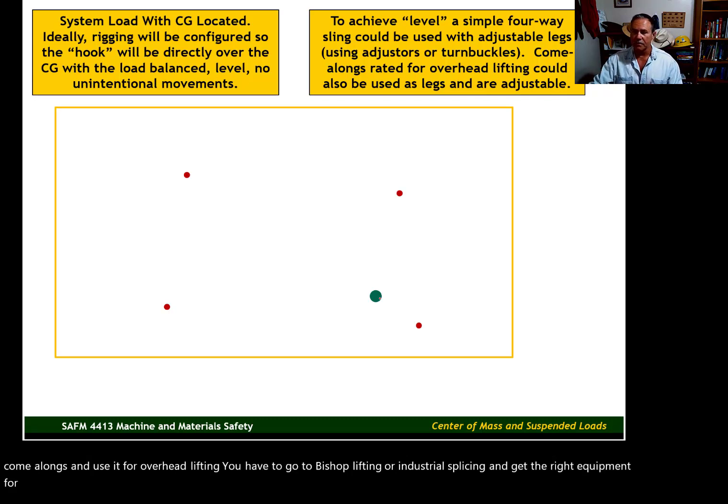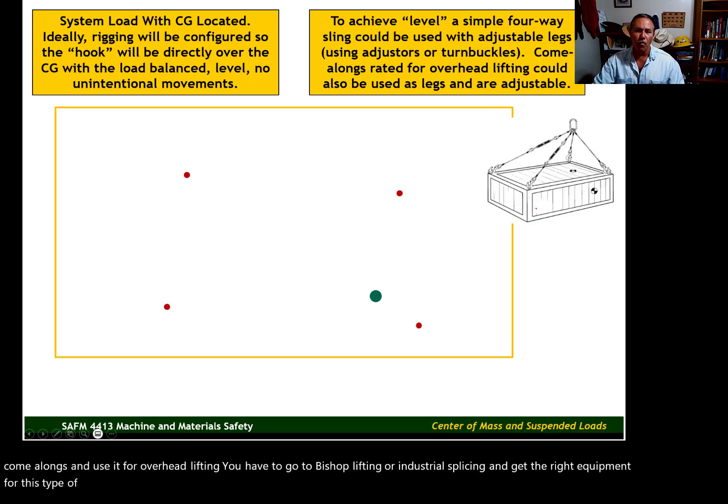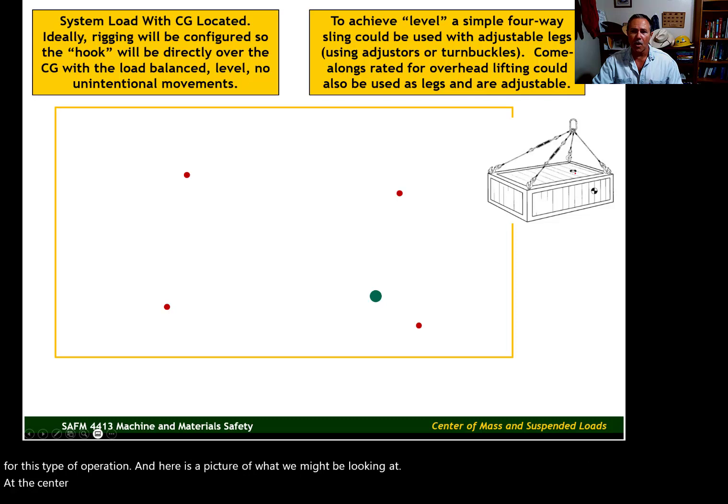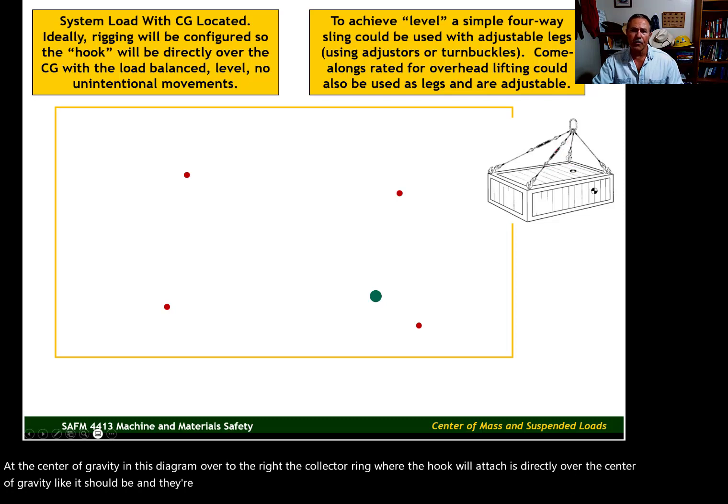And here is a picture of what we might be looking at. We have the center of gravity in this diagram over to the right. The collector ring where the hook will attach is directly over the center of gravity like it should be. And they're using multiple slings along with turnbuckles to adjust the legs the way those legs need to be adjusted to keep the hook over the center of gravity.